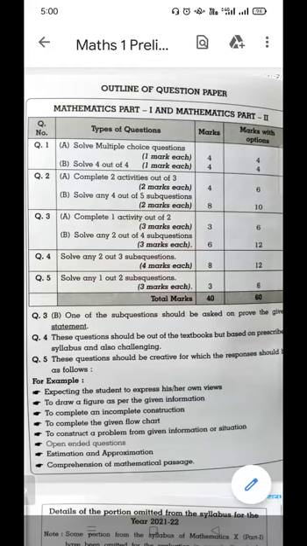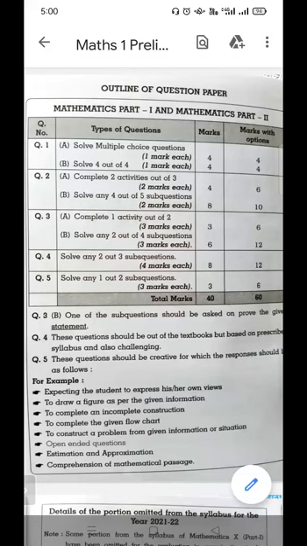As per the question paper outline, question number 1A is to solve multiple choice questions. You have already given 2 prelims and you might have an idea of the pattern. So that is the first question, which you already know. Question number 1A, solve multiple choice questions.